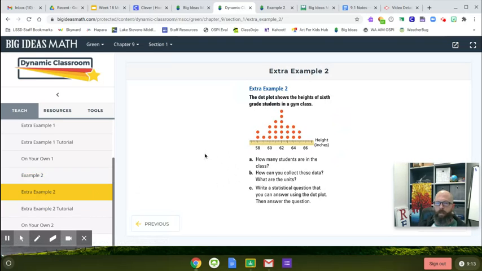So the dot plot shows the heights of 6th grade students in a gym class. So when you take PE at the school, they will measure your height and your weight and all that stuff. So how many students are in the class? So you just count each dot. Each dot represents a student. How can you collect these?